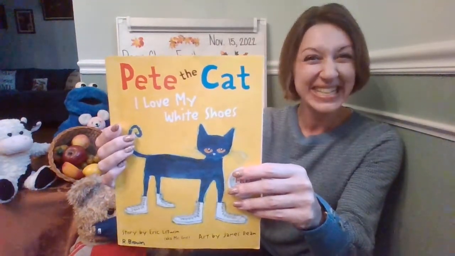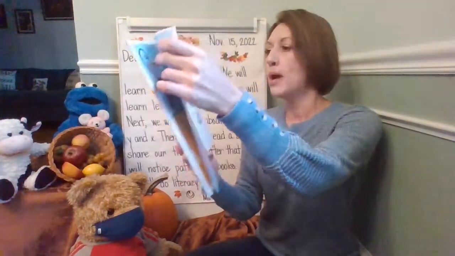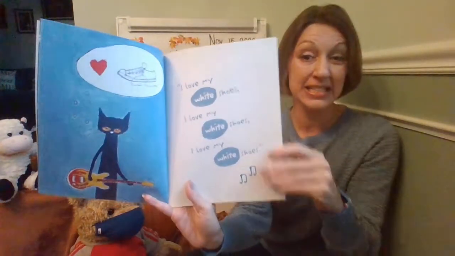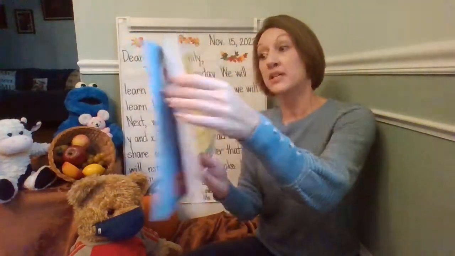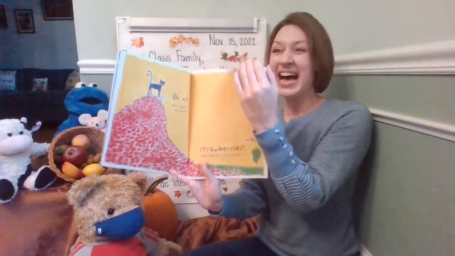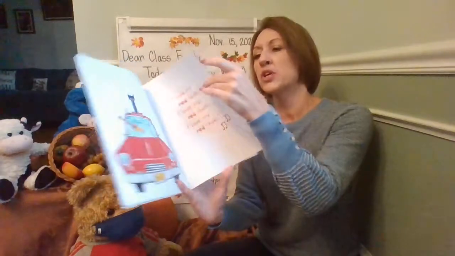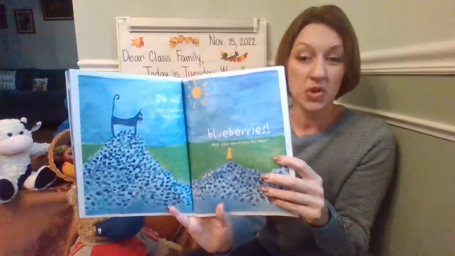I love my white shoes. And we're going to go ahead and revisit it and see what patterns are in this text. And that's going to help us as we prepare for our writing today when we do I love my, and whatever you selected. We're going to use the same colors from this book, I love my white shoes, and we're going to go ahead and do your own book.